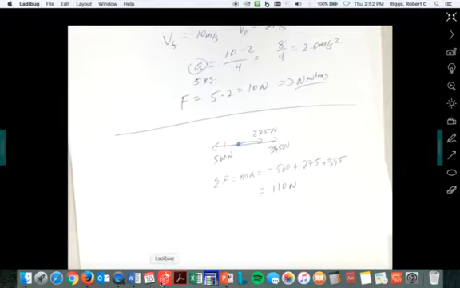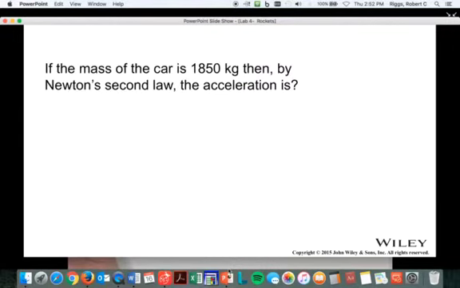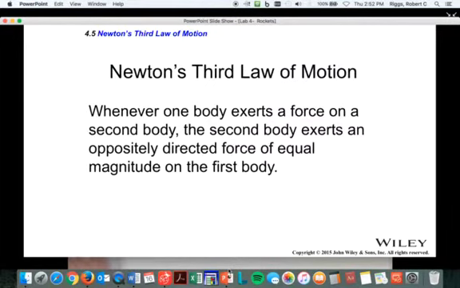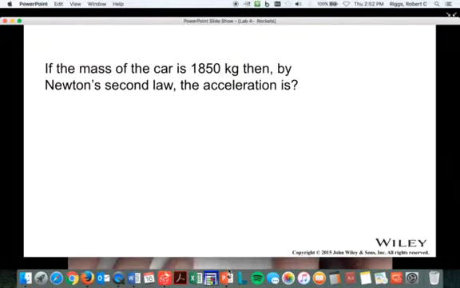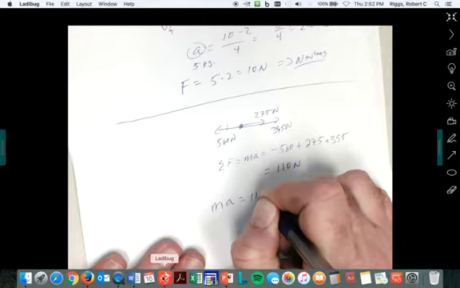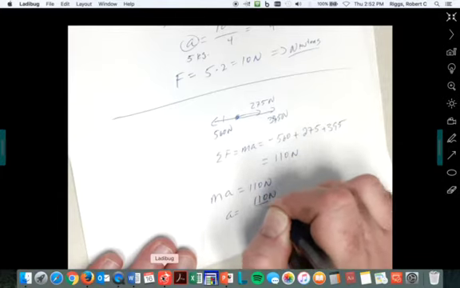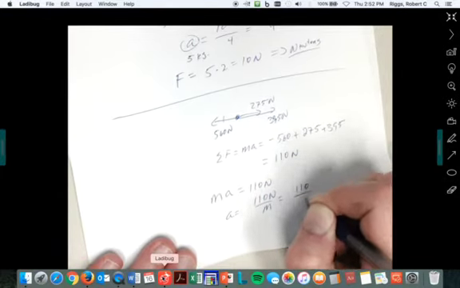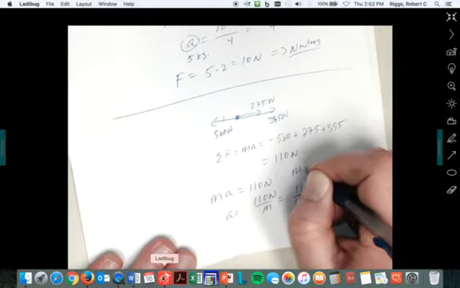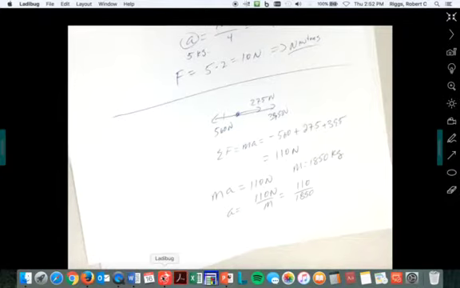Now we're getting froggy. We're feeling good. The net force is 110 newtons. Let's figure out what the acceleration is. Mass times acceleration is equal to 110 newtons, so the acceleration is 110 newtons divided by the mass, which is 1850 kilograms, because they told us the mass was 1850 kilograms, which would be the same mass on the moon, but the weight would be a lot less. So we've got 110 divided by 1850.